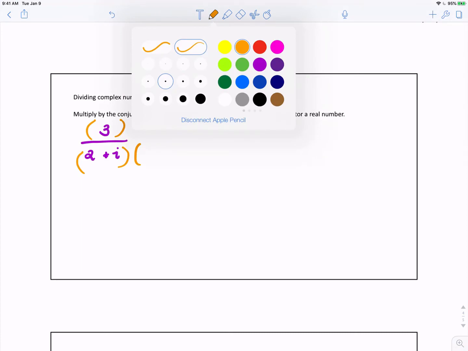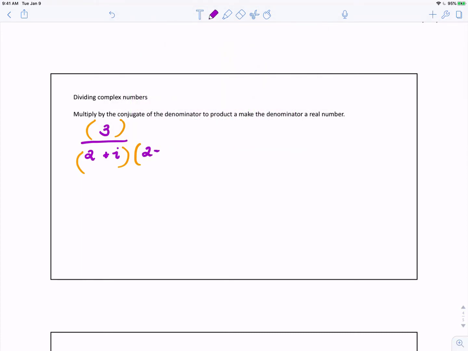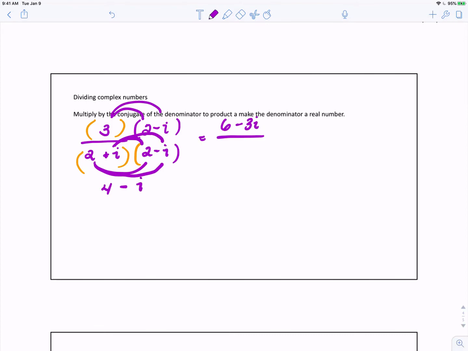What we're going to do is multiply the numerator and denominator by the conjugate of the denominator. That'll look like this. 2 minus i, and we'll multiply the top by 2 minus i. Now on top, when we distribute, we're going to get 6 minus 3i. In the bottom, when we do this, we're going to have 4. Remember that we're going to get a minus 2i and a plus 2i. That's going to cancel. Minus i times i, which is i squared. In other words, 4 minus negative 1, or 5.